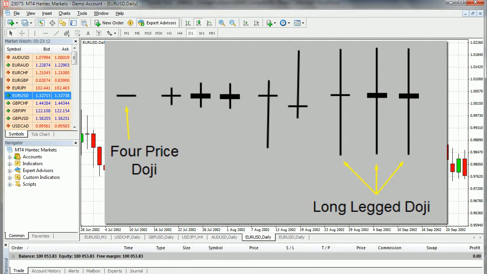Doji candles come in many varieties, with the common thread being that the opening and closing prices are at the same level, or at least very close. On the left of this diagram you can see a 4-price doji where the open, high, low and close are all at the same price, indicating a distinct lack of interest from market participants. On the right of the diagram are several long-legged dojis, so named because of their long upper and lower shadows.